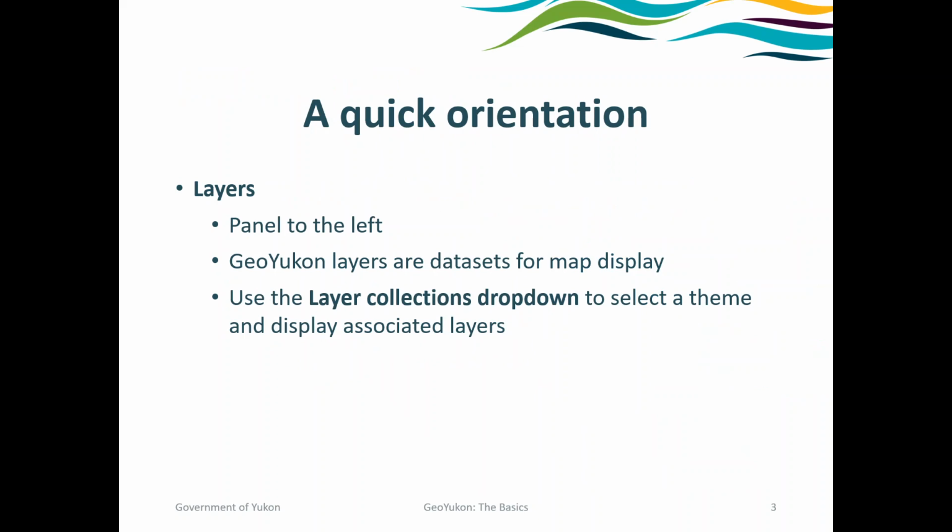So a quick orientation. On the left, probably one of the most useful tools is the layers, and these are all of the available data sets that can be displayed on the map. And when you click the layer collection drop down, you'll see the themes, and underneath of these themes are the layers themselves and information on what exactly is available.